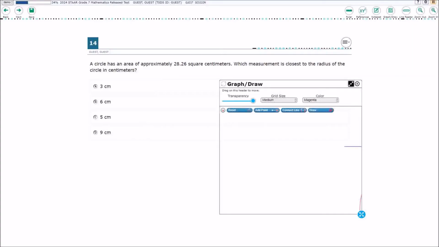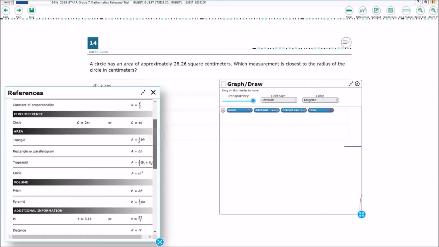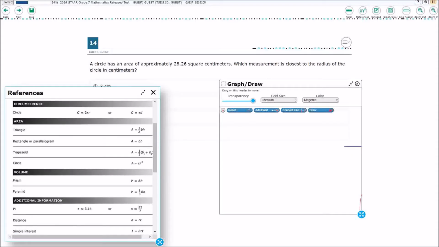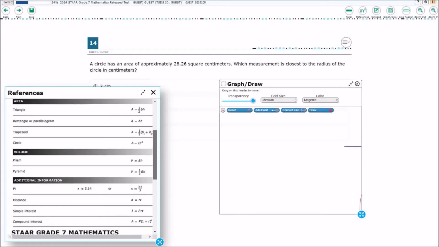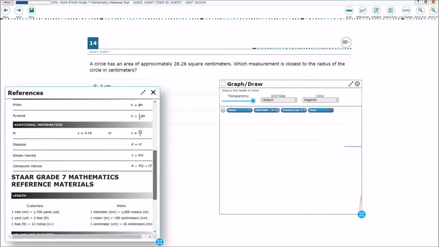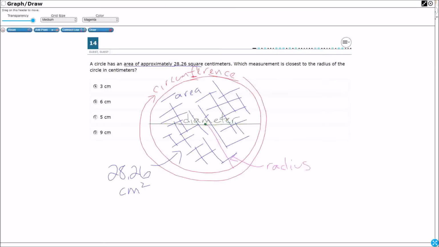Let's take a look at our reference materials. At the top of the reference material there's something for circle, but that's the circumference, 2 pi r, or pi times diameter. We don't need that. What we're looking for is the area, so I'll put that at the top. Here's my area. Let's find the area of a circle: pi r squared. That is the formula that we could use. So A equals pi r squared.